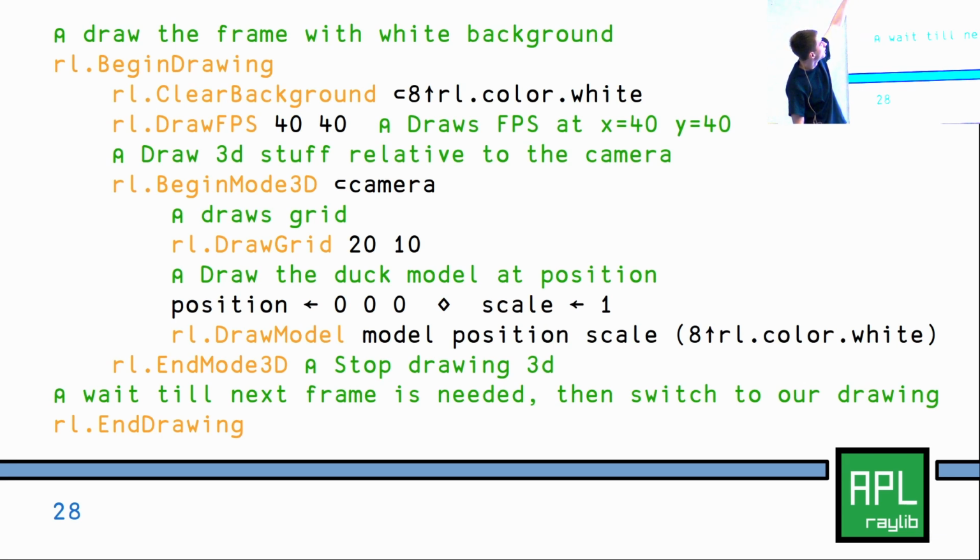It's begin drawing. We're clearing the background with a white background. We're drawing the FPS. And then we're beginning mode 3D, so it draws 3D stuff relative to the camera. Then we're drawing the grid at 20, 10, meaning the size of the grid. It always draws at position 0, 0.